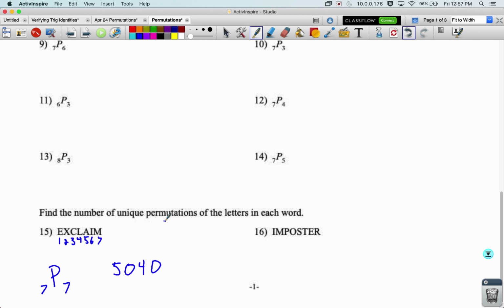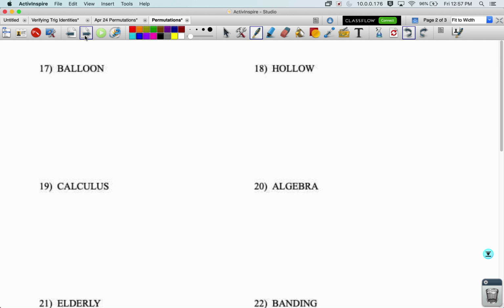I'll leave this word for you. There's no double letters in this one either. Is there a backside? Oh, there's a backside. Oh, we do have some of the double letter ones. Oh, so I lied. Okay, I'm going to teach you how to deal with the double ones, with multiples of a letter.